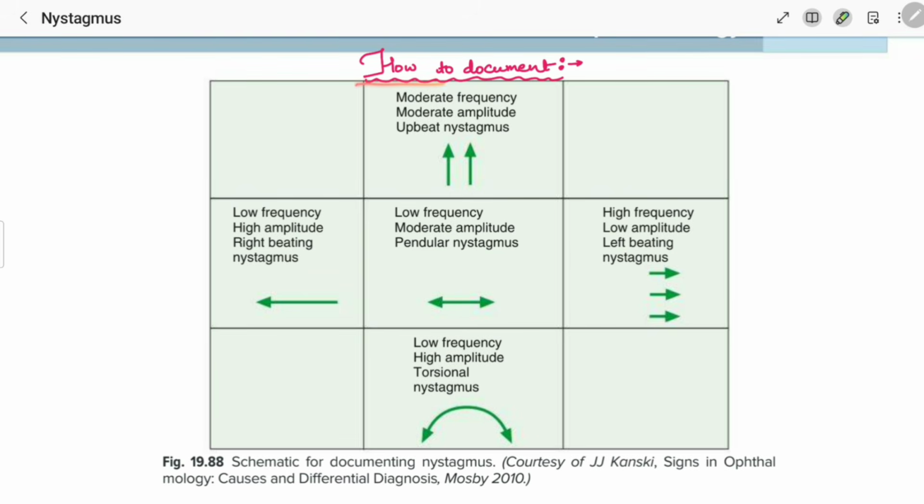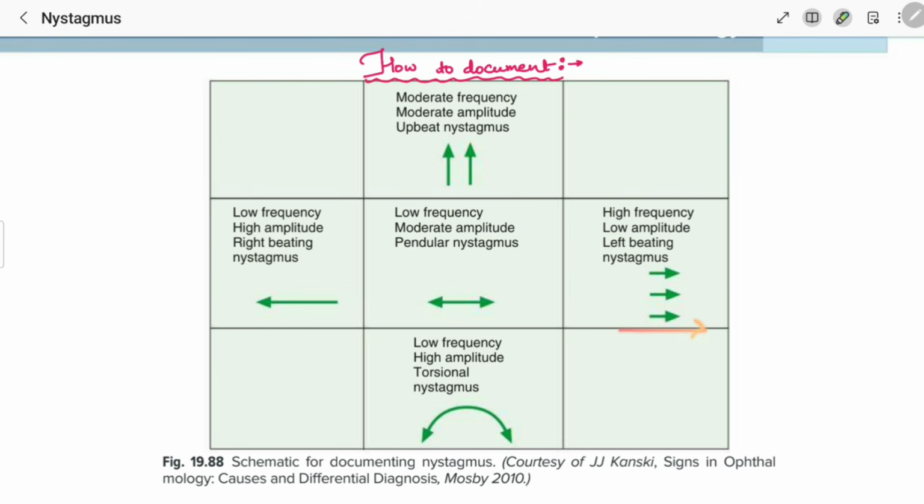Now, this is something interesting, how to document a nystagmus. If you see a nystagmus, how will you put that in a diagrammatic format to show what kind of nystagmus is seen? Here you can see normal directions like right, left, up and down, and pendular. That is easy to understand, that will tell the direction of nystagmus. Right is going in the right direction, left is going in the left direction. Now, mind you, this is from the patient's perspective, so your right will be the patient's left.